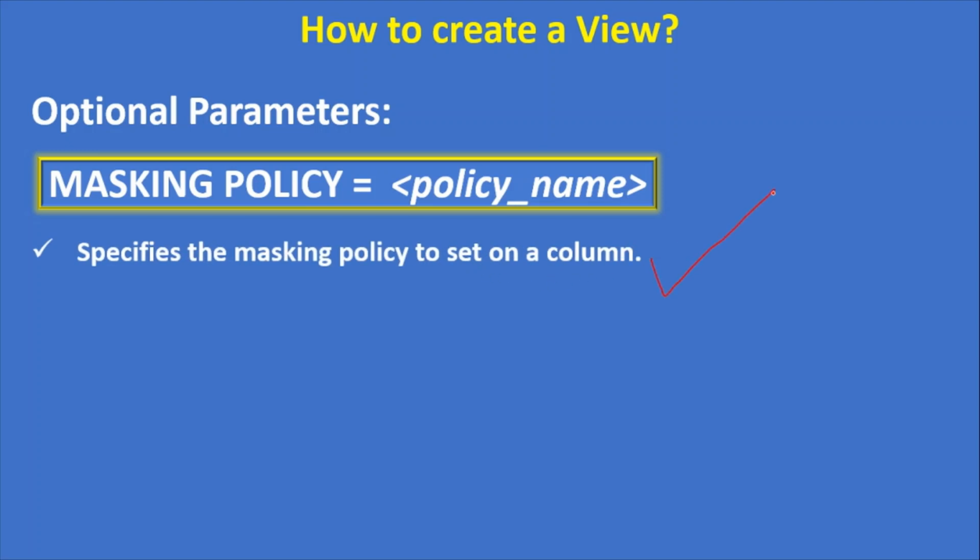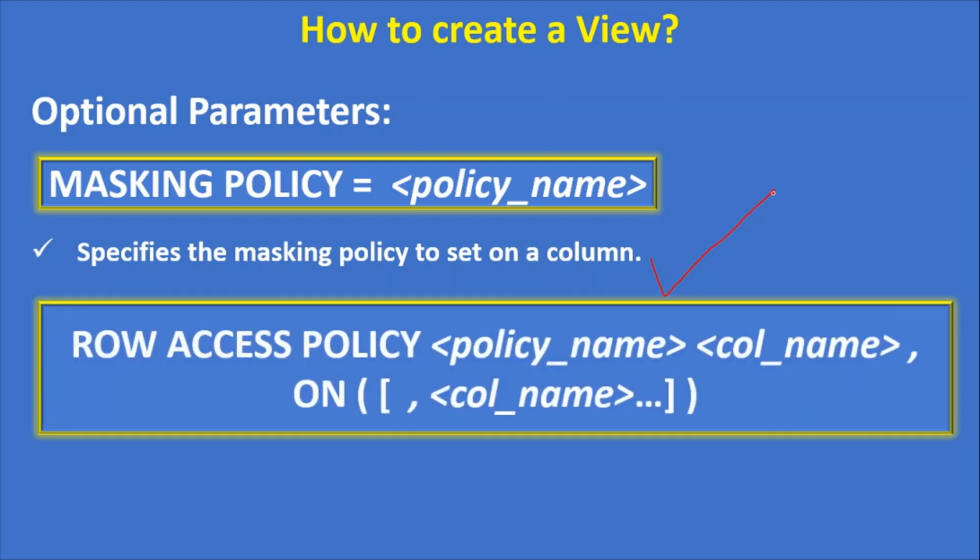Say, for example, if you have any sensitive data in your table, and while creating the view you want to hide it, or show it only partially, or something like that, then you can apply the column level masking.